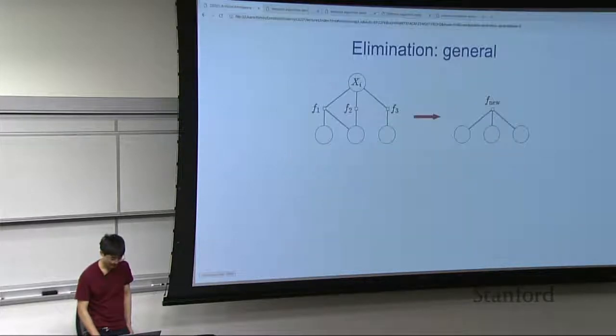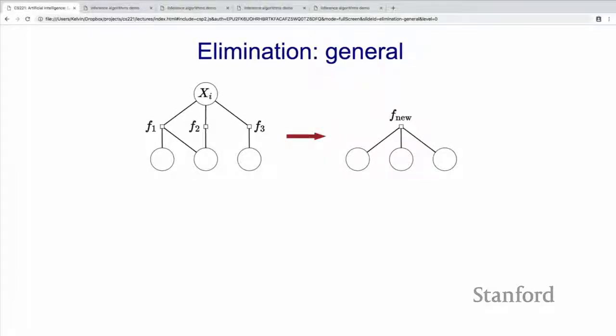OK, cool. So the overall picture of what's happening here with elimination is that we remove a variable, and we take all of the factors that are connected to that variable and merge them into a single factor, which is what you see here on the right.